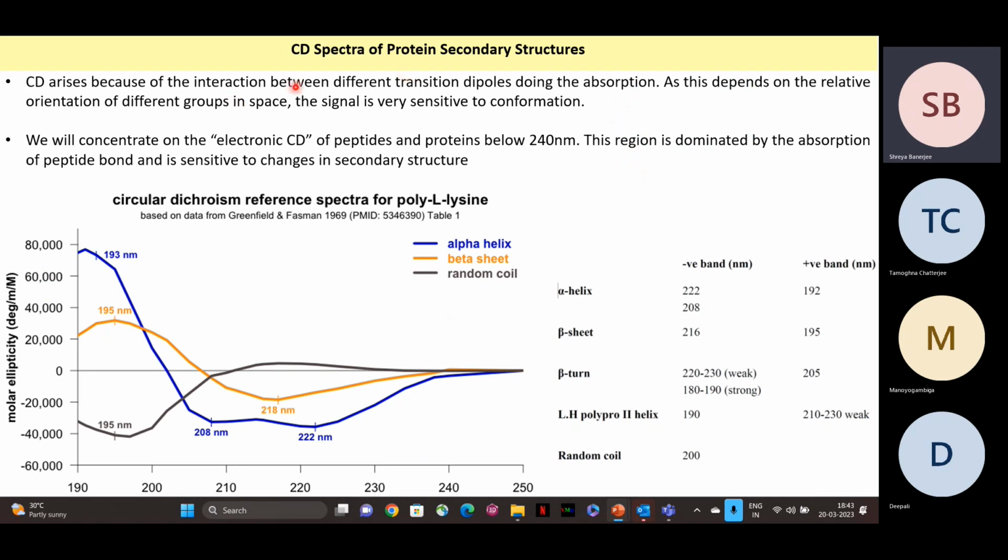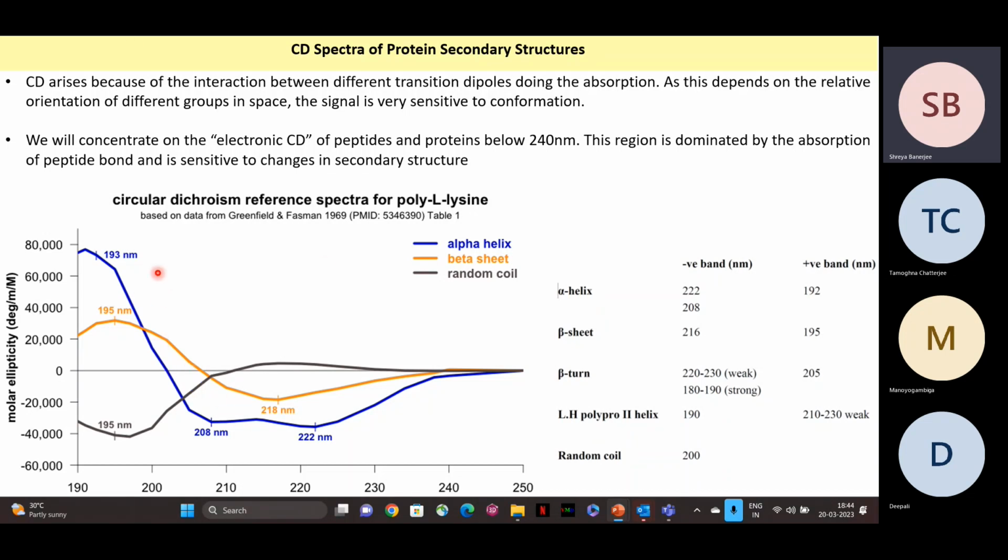So the CD arises due to the interaction between the different transition dipoles during absorption. This depends on the relative orientation of the different groups in space, and so the CD signal is very sensitive to conformation. So the CD spectra of different protein secondary structures are very different from one another.